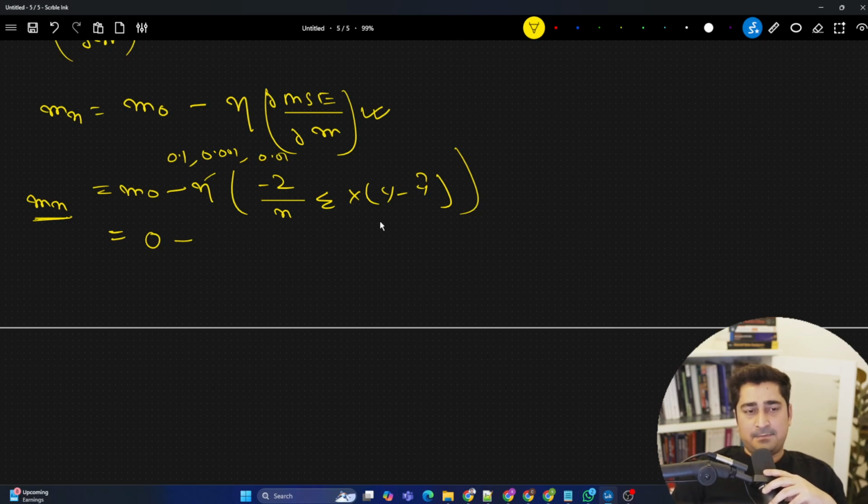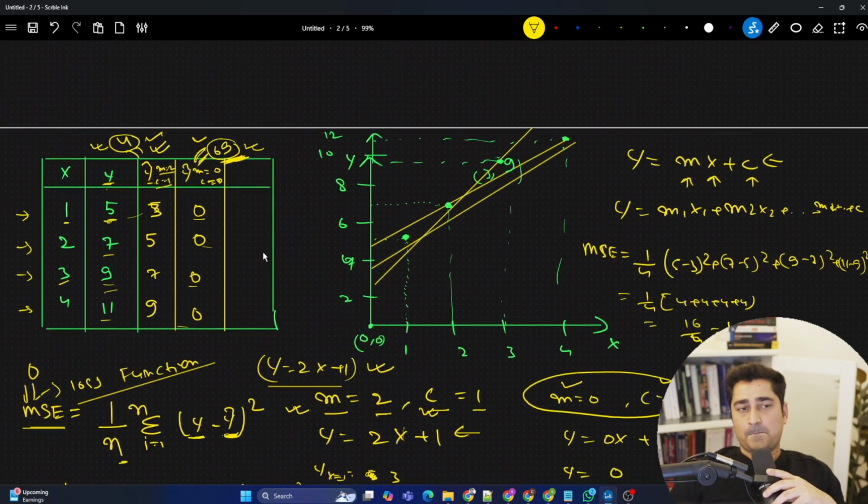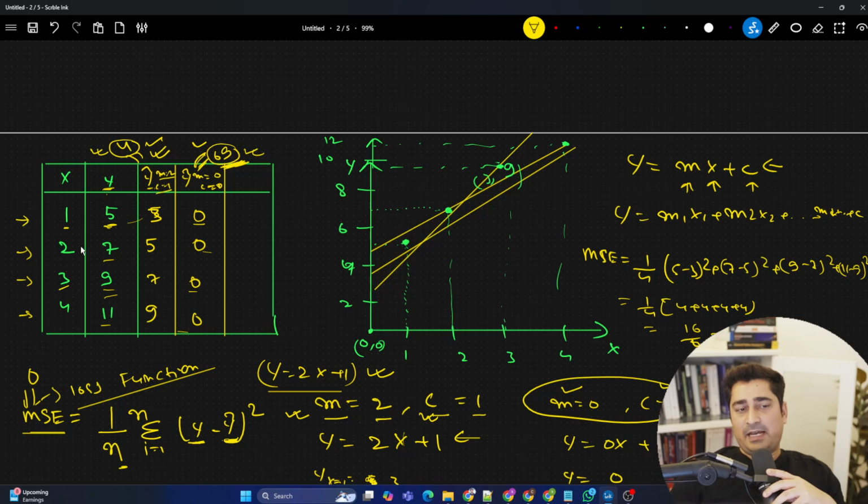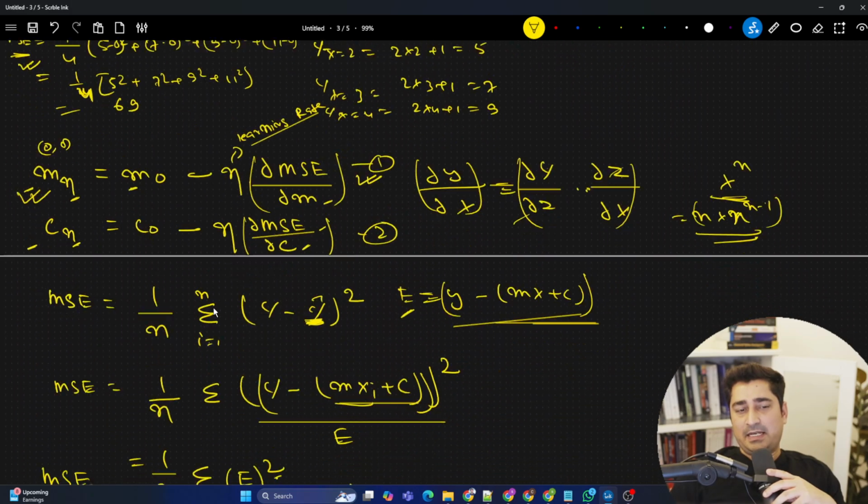Now here, let's suppose I'm considering eta equal to 0.1. Now, just do the math, guys. Minus 2 by n, the number of data is basically 4. Summation of x into y minus y hat. So let's suppose x is equal to 1, the very first value. Then y values are 5, 7, 9, 11.